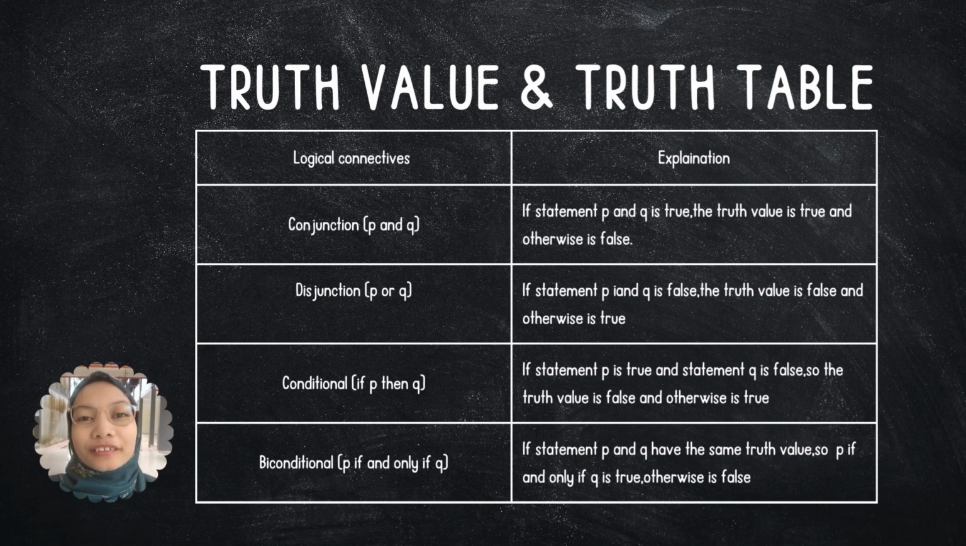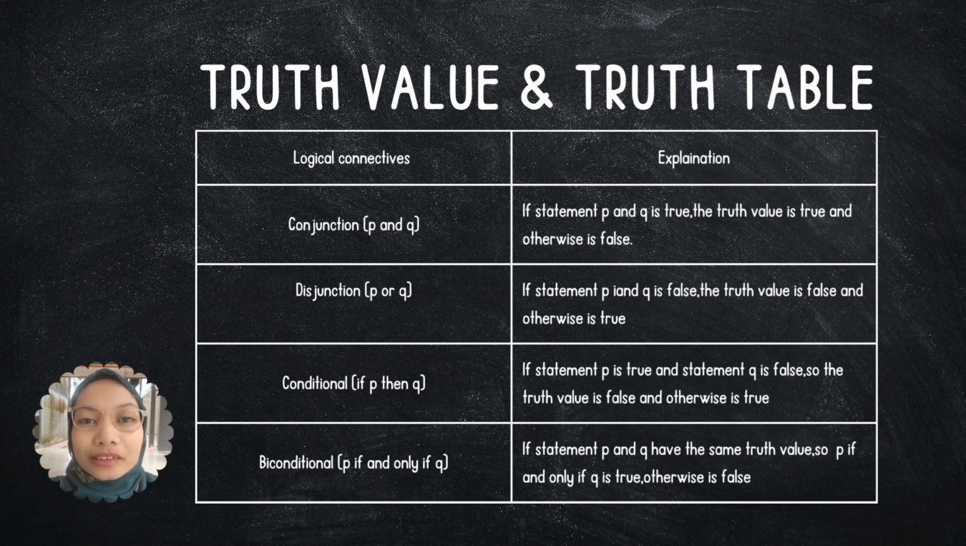In logical connective, there are some rules that we need to know. First rule is for conjunction. If statement P and Q is true, so the truth value is true, otherwise it's false. Second is disjunction. If statement P and Q is false, so the truth value is false, otherwise it's true. Third one is conditional. The truth value will be false if P is true and Q is false. For others, it will be true.